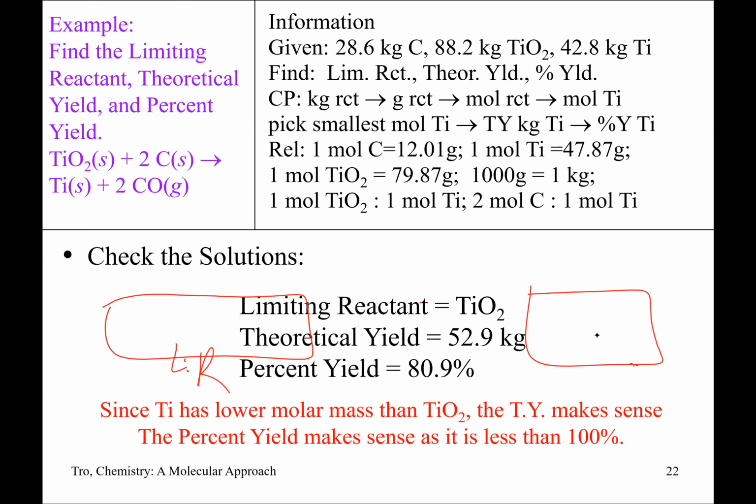Does it make sense that to get 52.9 grams of the product, you are using 86 grams, you get 52 grams? This is just checking your answer. Does it make sense or not? Yes, it does make sense because the molar mass for Ti is less than TiO2.